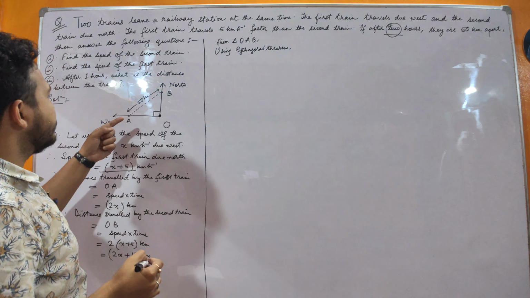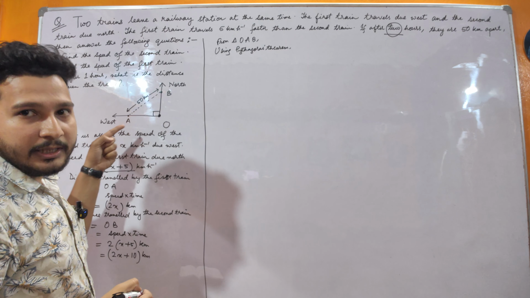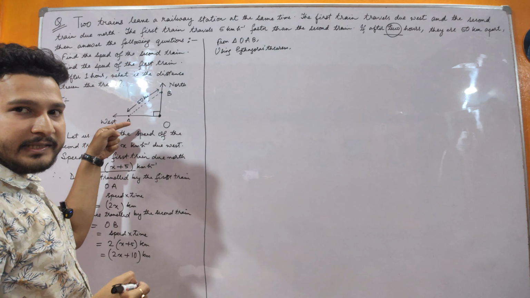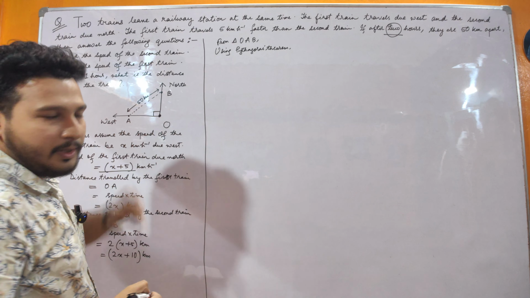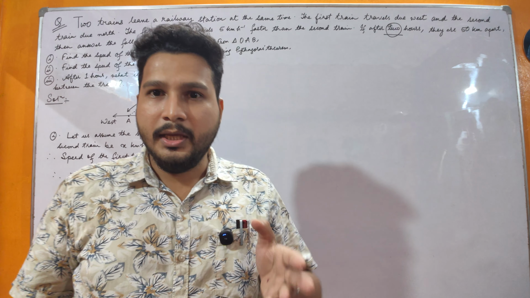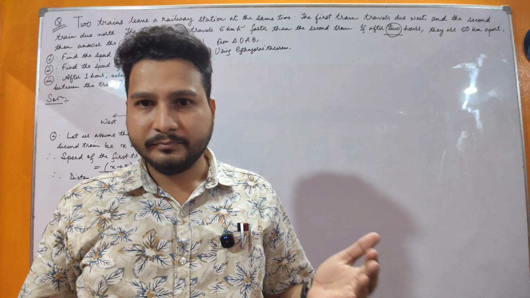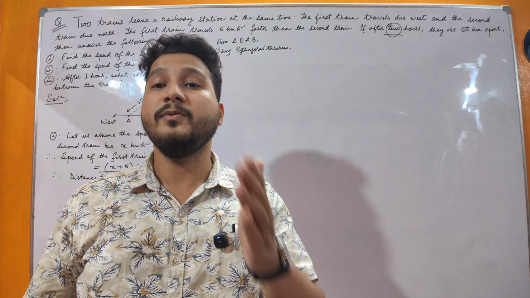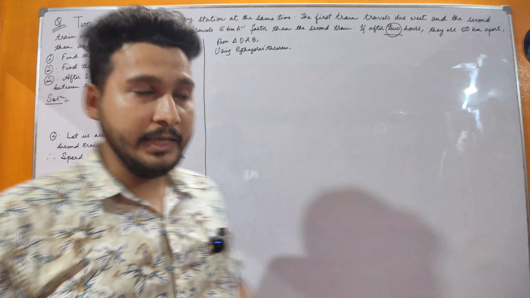Okay, so AB is the hypotenuse, the longest side of the right angle triangle. OA is the base and OB is the perpendicular. We know that according to Pythagoras theorem, in a right angle triangle, the square of the hypotenuse is equal to the sum of the squares of the perpendicular and the base.